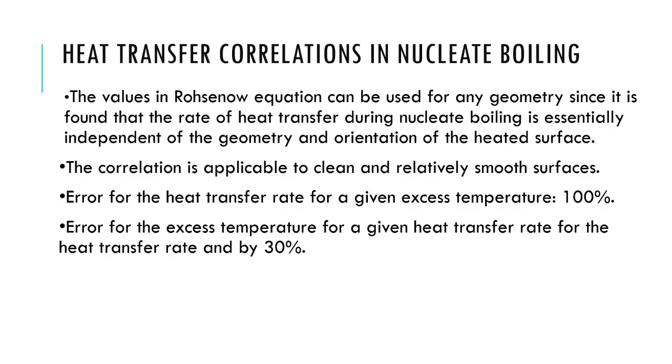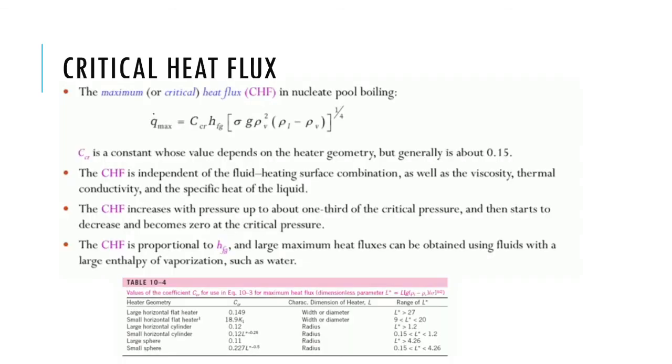Heat transfer correlations in nucleate boiling. The values in Rohsenow's equation can be used for any geometry, since it is found that the rate of heat transfer during nucleate boiling is essentially independent of the geometry and orientation of the heated surface. The correlation is applicable to clean and relatively smooth surfaces. Error for heat transfer rate for a given excess temperature is 100%. Error for the excess temperature for a given heat transfer rate is about 30%.